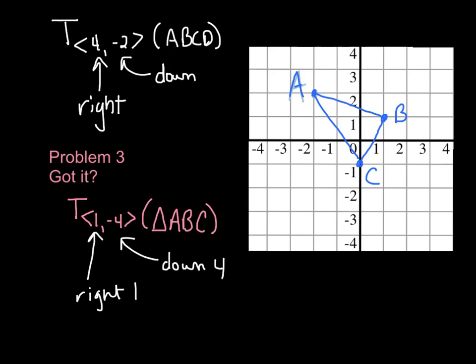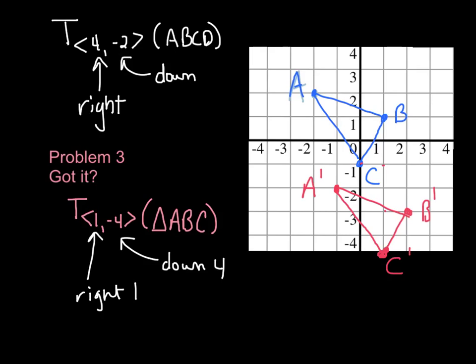So I'm going to start with A. Right 1, down 4. 1, 2, 3, 4. Right 1, down 4 again for the next points. So then this would become A prime, B prime, and C prime.